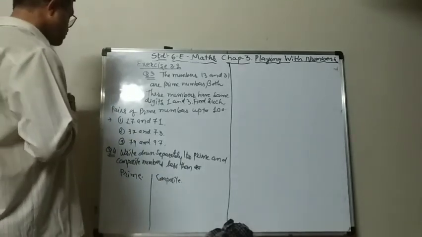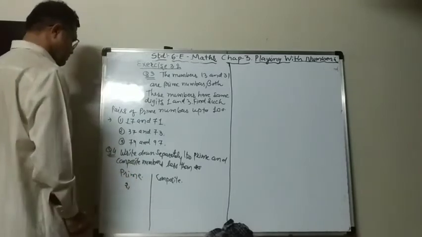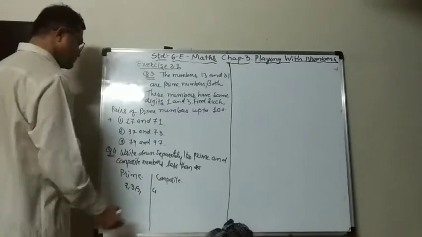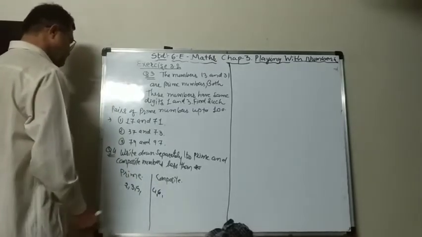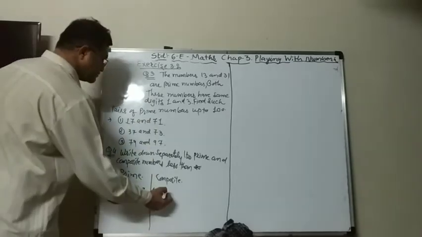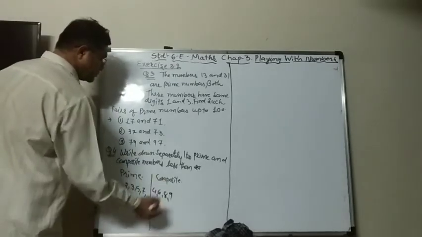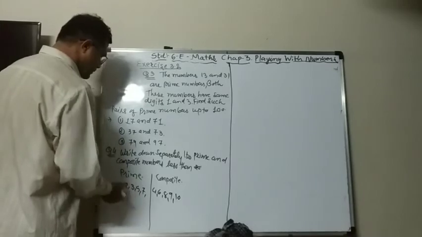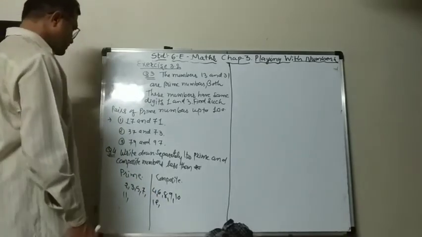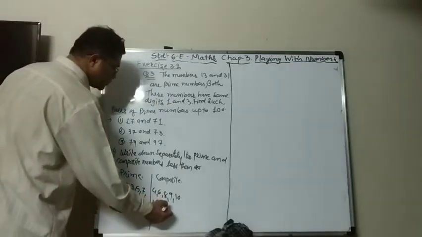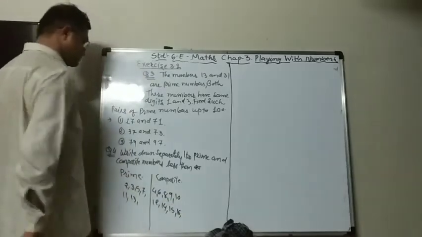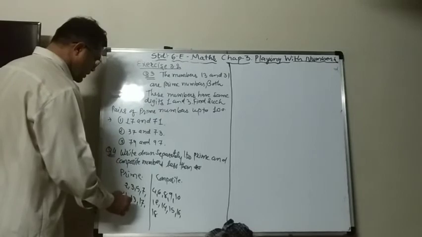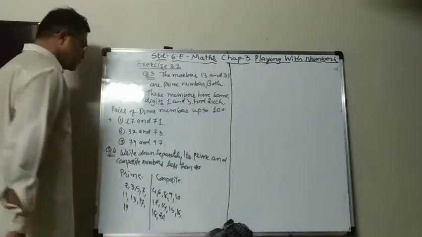Less than 20, right? So now that we know that 2 is a prime number, 3 is also a prime number, 4 is a composite number, 5 is a prime number, 6 is a composite number, 7 is a prime number, 8 composite number, 9 is again a composite number, 10 is again a composite number, 11 prime number, 12 composite number, 13 is a prime number, 14 composite, 15 also composite, 16 also composite, 17 is a prime number, 18 is a composite number, 19 is a prime number, and 20 a composite number.